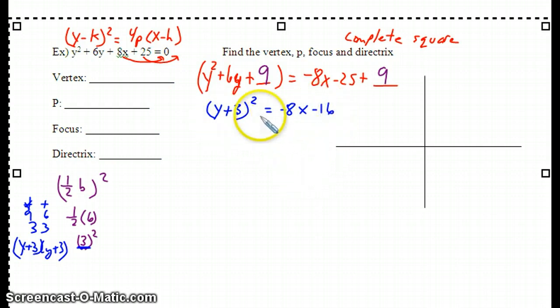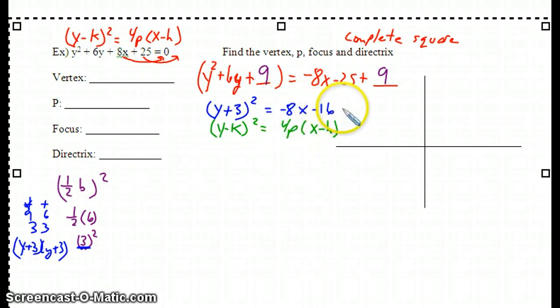Okay, so again my process is trying to get this to look just like this equation here. If it's helpful to you, go ahead and write that generic form underneath it. I find that it's helpful in getting things to line up and so I can figure out what I need to do. So this side is pretty good. I've got that y minus k quantity squared, but I don't have this 4p times an x minus h. I've got negative 8x. So what I'm going to do here is factor out a negative 8.